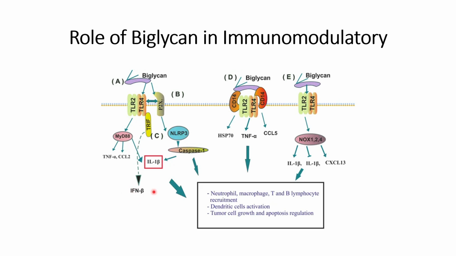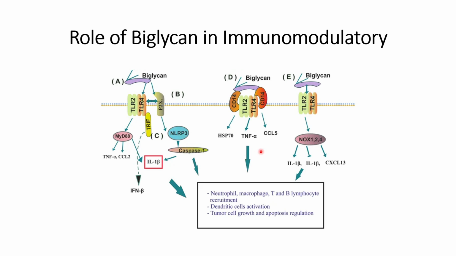This way, Biglycan can recruit neutrophils and also T lymphocytes through interactions with TLR2, TLR4, and P2X in the macrophages. The other thing is that Biglycan also determines the complex formation of CD14, TLR2, and TLR4. Based on the complex formation, it will trigger downstream signaling such as HSP70, TNF-α, and CCL5, which ultimately leads to either the recruitment of other immune cells or the activation of dendritic cells.